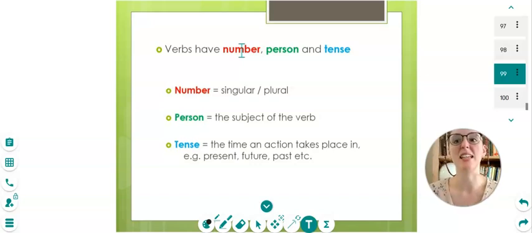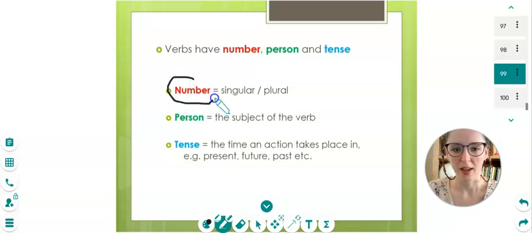Now, this isn't an idea that's unique to Latin, like I was saying. These things, number, person, and tense, are properties that English verbs have as well. So what are they? Well, we'll start really simply. We'll start with number here. So number is a property that verbs have, and all it means is whether a verb is singular or plural.